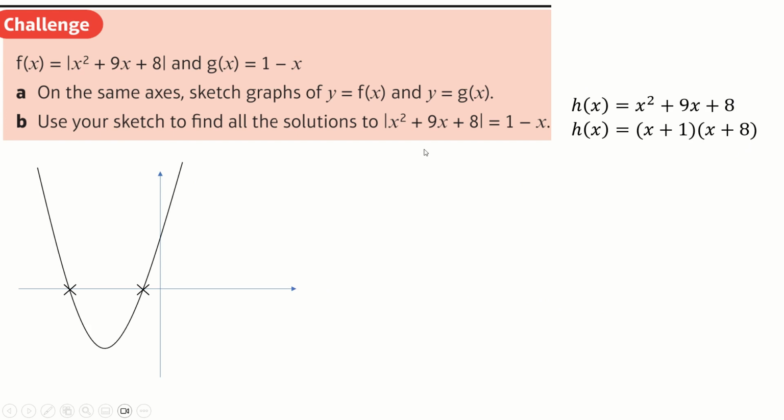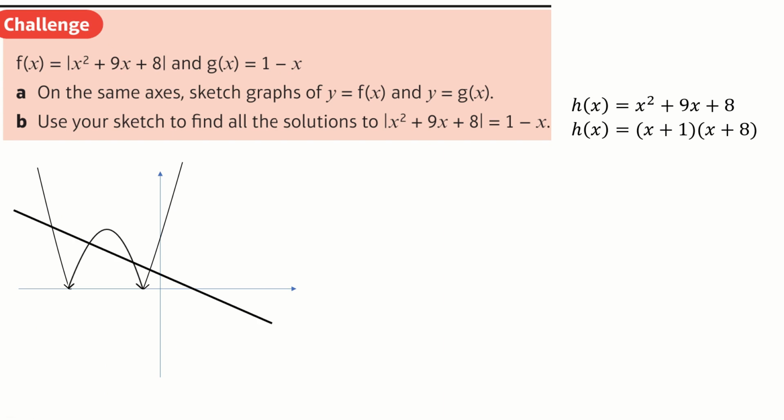It's a normal projection like that. Except when you mod the entire function, what's going to happen is the parts underneath the x-axis are going to flip up above to make this. And then this is of course just a line with y-intercept of 1. This y-intercept is 8, so it's much lower than that, and it looks like this.